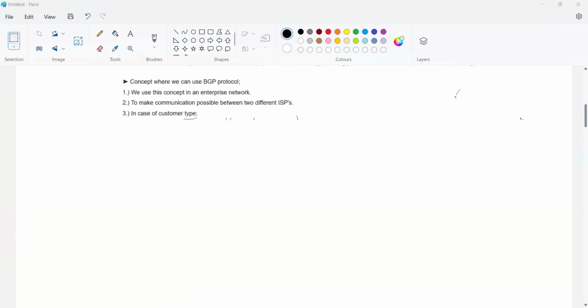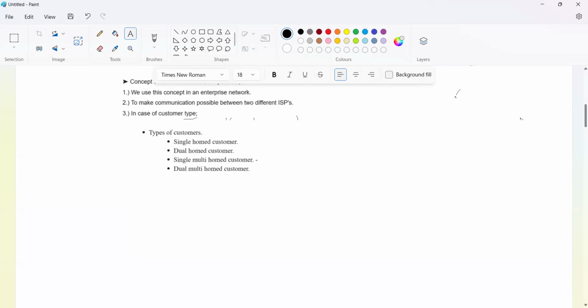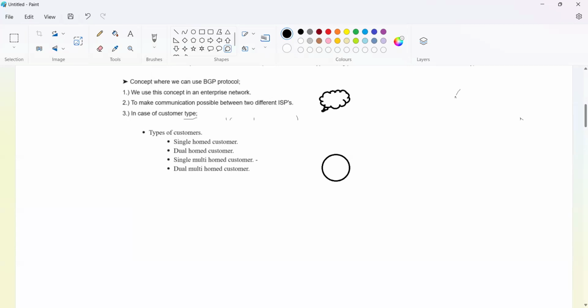We have different customer types here, types of customers. So the third one is customer type. We have single homed customer, dual homed customer, single multi-homed customer, and dual multi-homed customer. First, we'll discuss single homed customer. This is a LAN location connected to one ISP. Single homed customer.